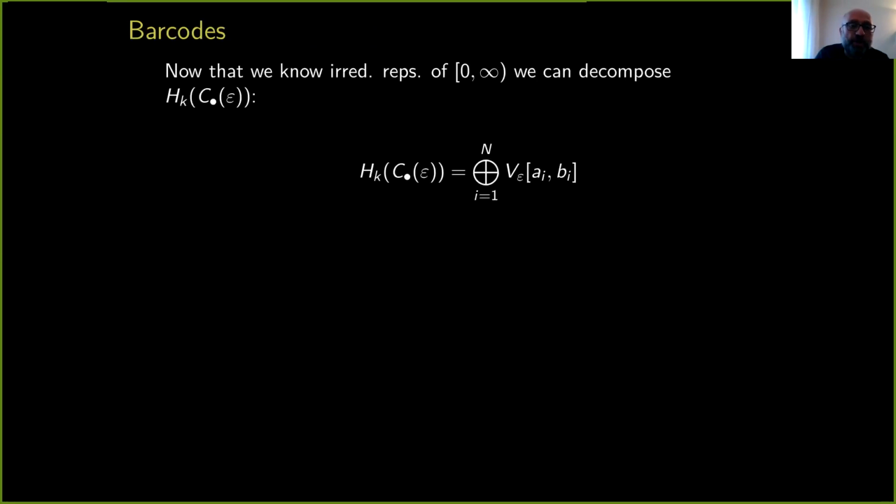So now we know what the irreducible representations are. Irreducible representations of the poset are just one-dimensional vector spaces living on intervals, which means now I can take the homology of this filtered complex and split it into a direct sum of irreducible representations. Okay, so I will get this factor in here. H_K of my filtered simplicial complex splits into these pieces.